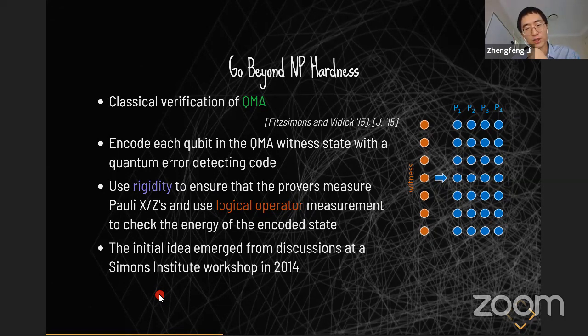The idea is that you can use a quantum error correcting code to encode quantum information. For example, you have a QMA witness state, and you want to design a non-local game from that. What you can do is encode each qubit using this quantum error correcting code. Here, it's a 4-qubit code, and you have 4 provers, and each prover would hold 1 qubit of the encoded 4 qubits. And using rigidity, we can ensure that provers measure honest X and Z measurements on these encoded states. And then we can do logical measurement, because for logical measurements you can take parity to measure the logical operators. And then we can check the energy of the encoded state. So this is how we design protocols for verifying QMA.